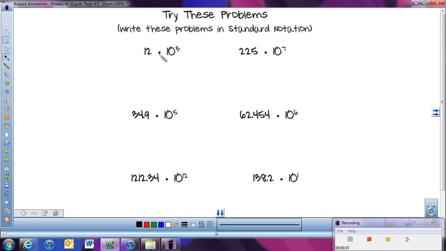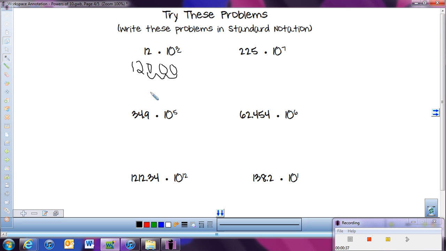Here I have 12 times 10 to the third. The first thing that I need to do is write down the problem and put the decimal point in there. Whenever a decimal point isn't in the problem, that means it's after all the digits that are there. So this would be like 12 and then a decimal point after that. And then it says times 10 to the third, which remember, whatever the exponent is, that's how many spots I'm going to move the decimal to the right. So I'm going to move it 1, 2, 3, and fill all those spots with zeros.